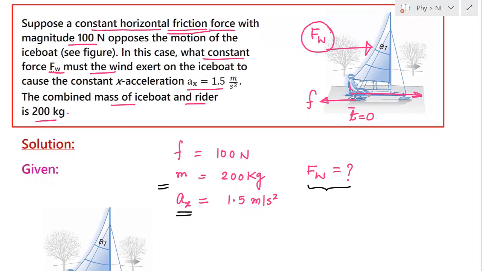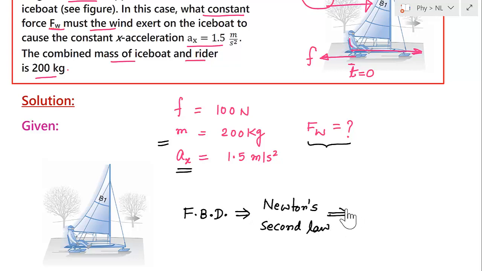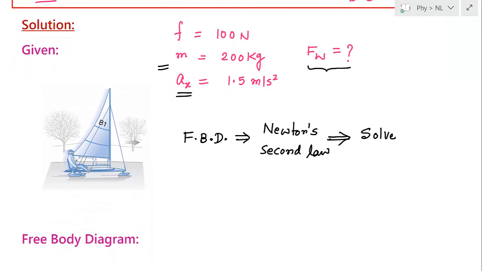So in this case, this will be the flow chart for doing this problem. I have to first draw the free body diagram. And once I have the free body diagram, I have to use Newton's second law, that is writing equations. So once I have the equations, now I can solve these equations and basically get the unknowns. So then you have to solve the equations.